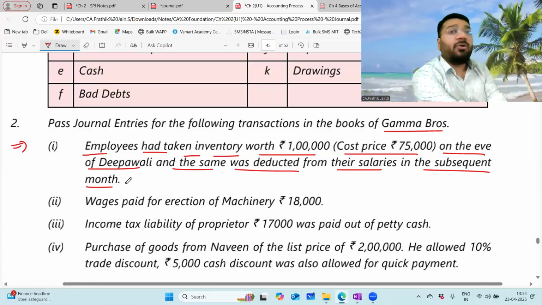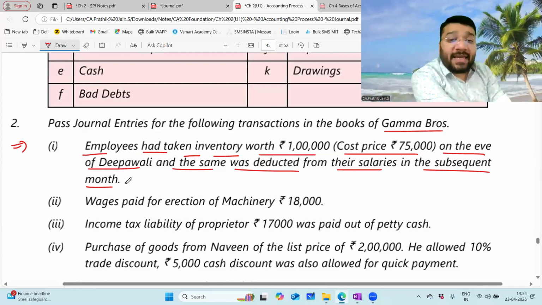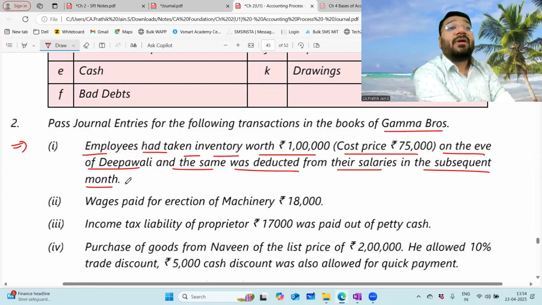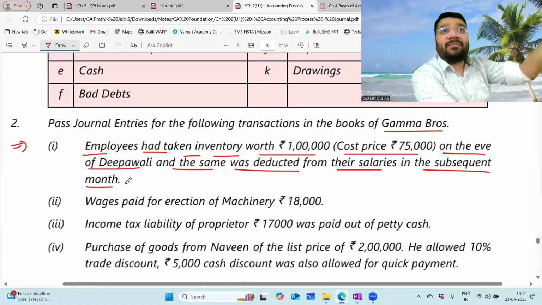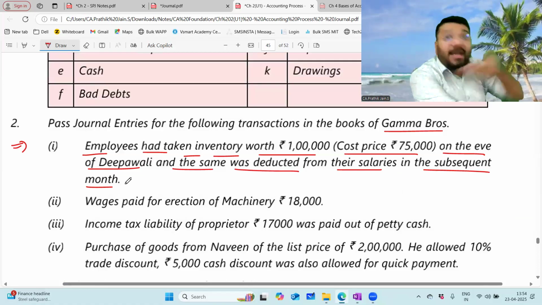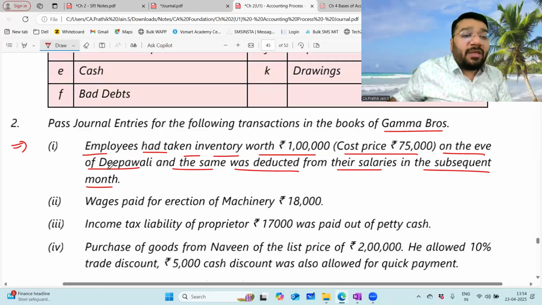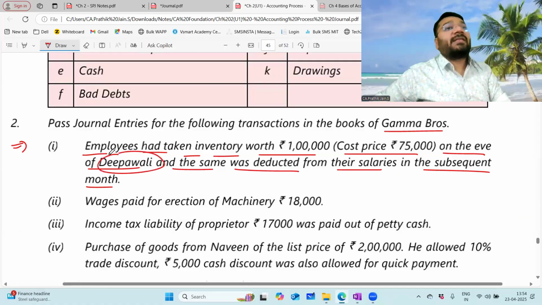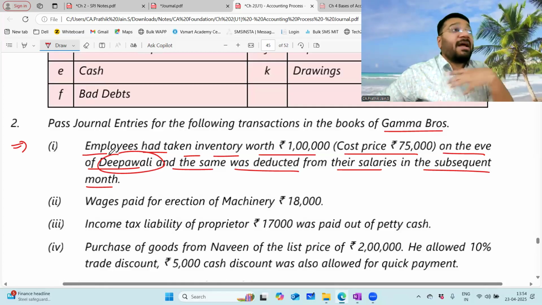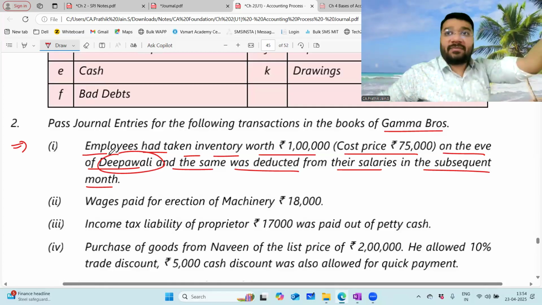There is one employee. What is he doing? He has taken the inventory. What is inventory? The goods which I purchased with the intention to sell. So in my godown, the stock was there, intended to sell. That he has taken. Why? On the occasion of Deepavali, we have the habit of distributing gifts. So let's say this is a gift shop. I have the business of selling gifts.